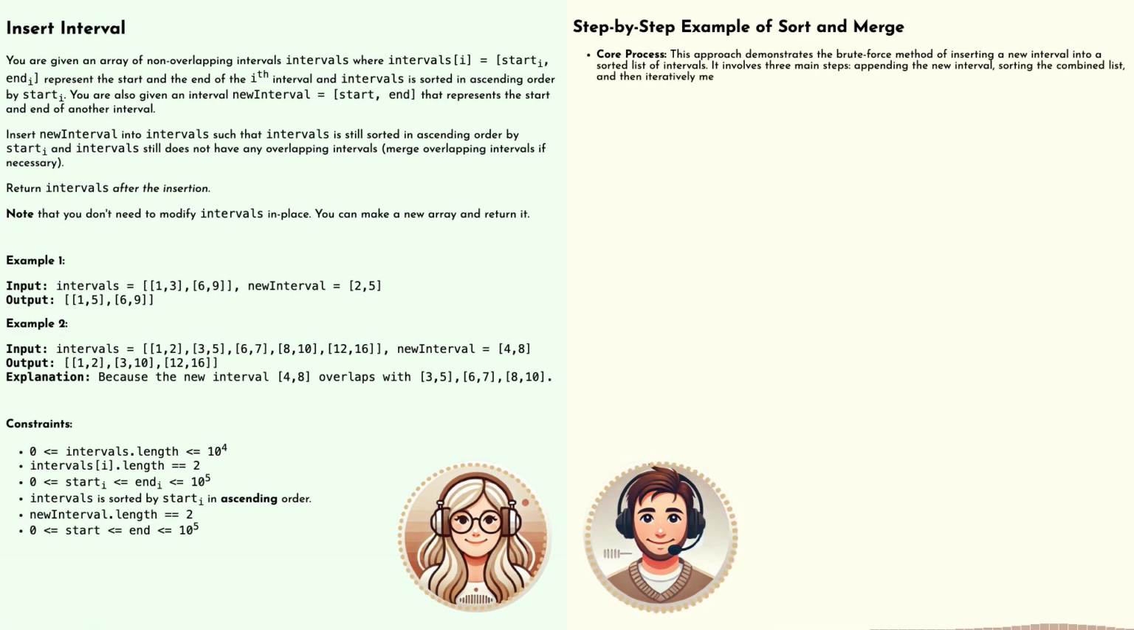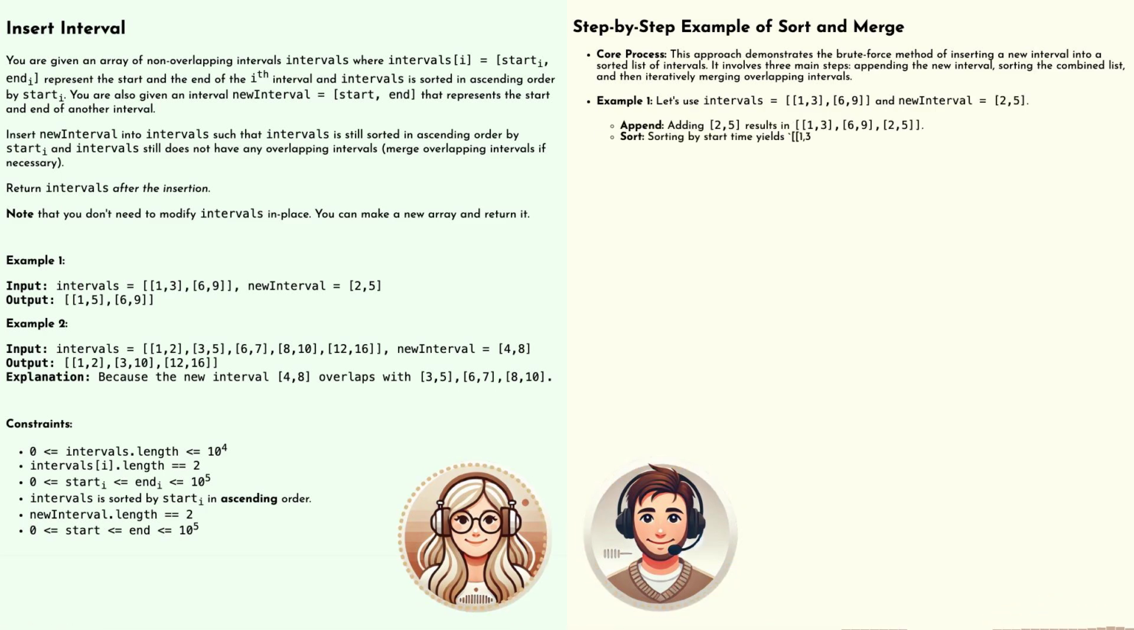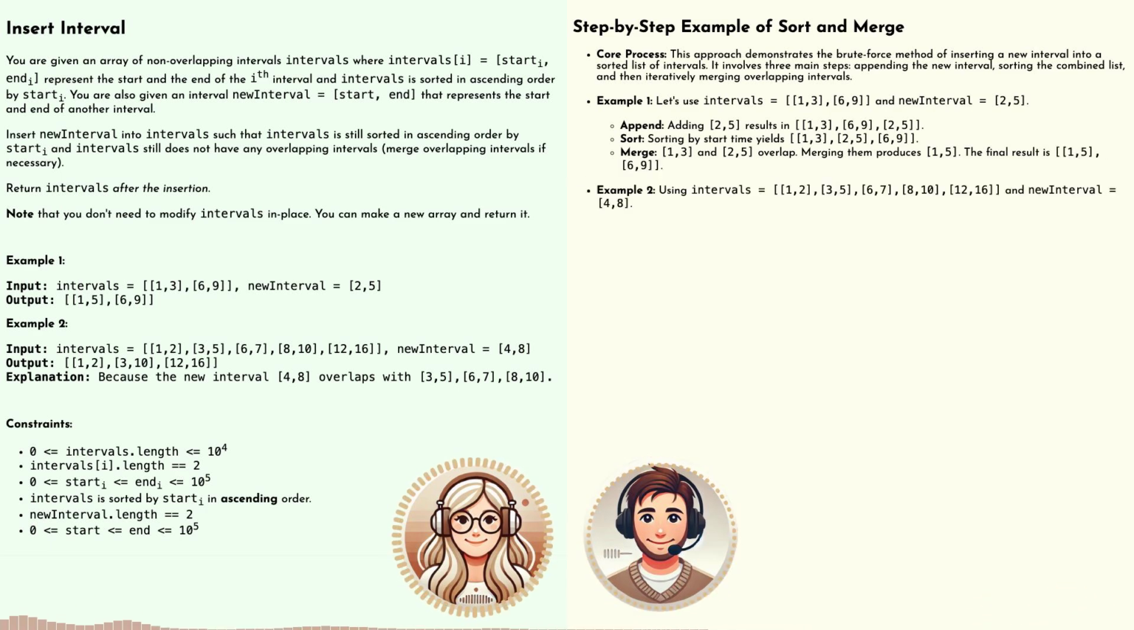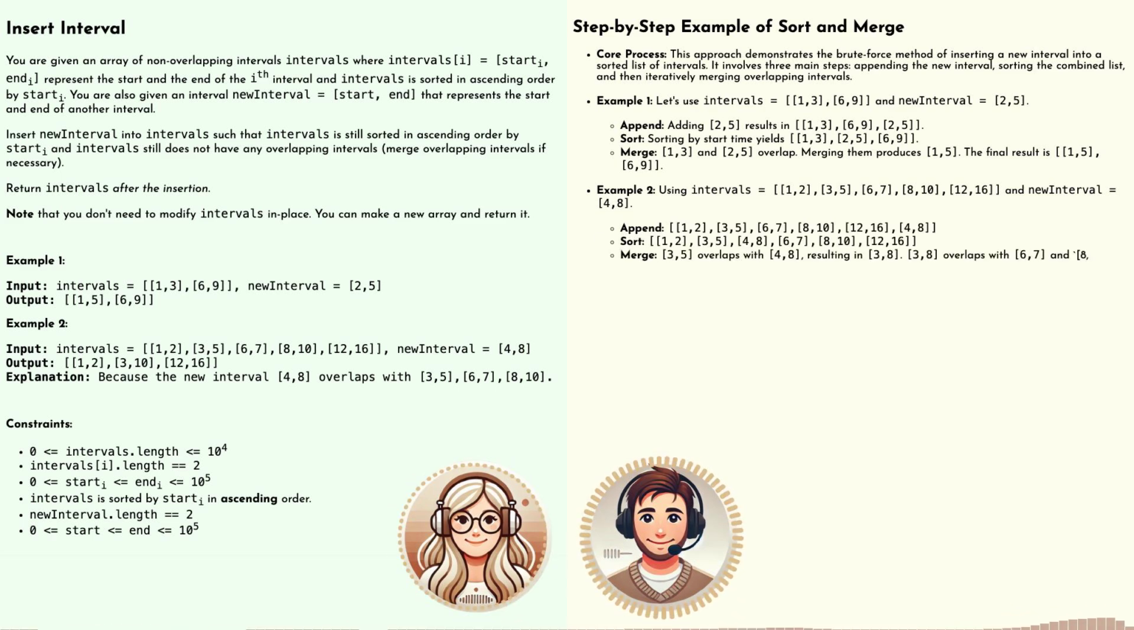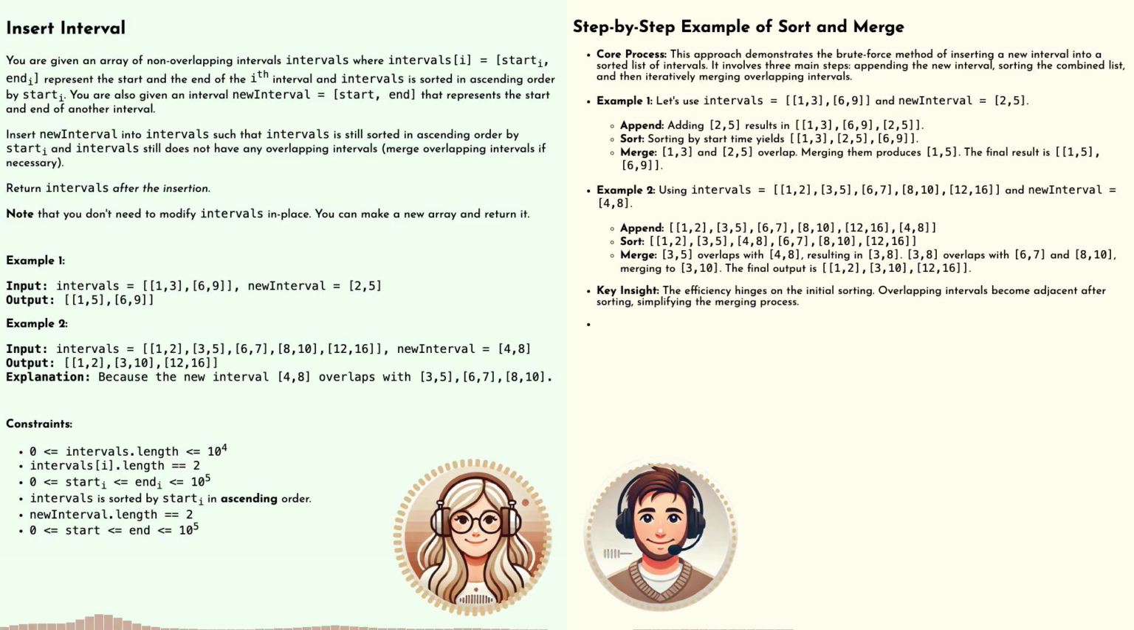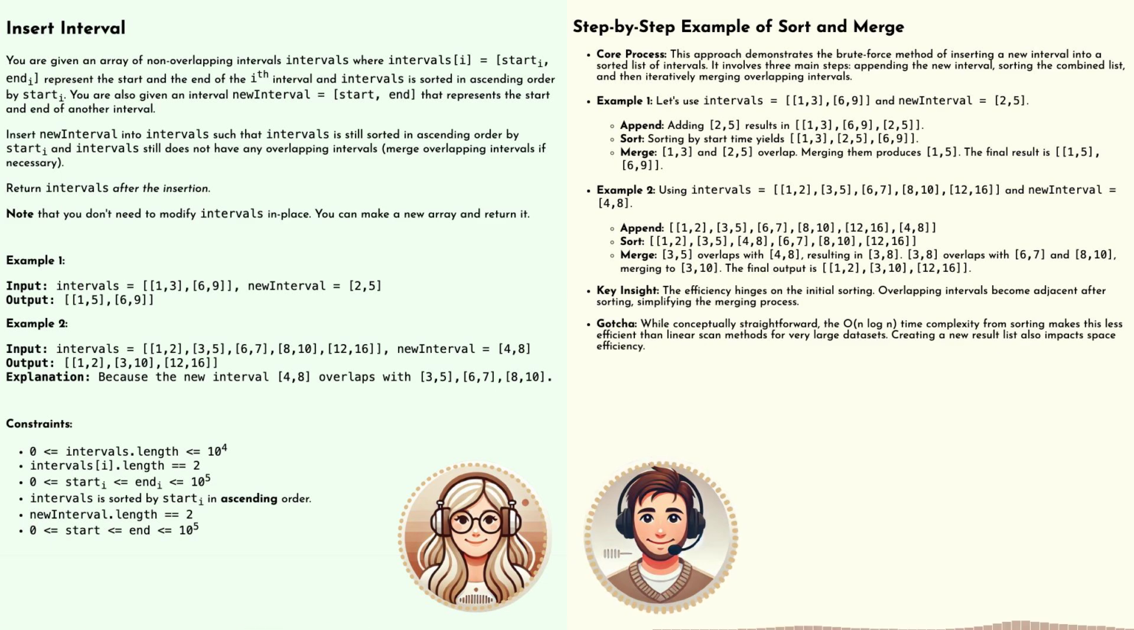You can just iterate through the list, combining any overlapping intervals into one. So let's say we have a list of appointments: 1 to 2 p.m., 3 to 5 p.m., 6 to 7 p.m., 8 to 10 p.m., and 12 to 16 p.m. And we need to insert a new appointment from 4 to 8 p.m. How would the merging work step by step? First we'd append the new interval, then sort the entire list by start times, which results in [1,2], [3,5], [4,8], [6,7], [8,10], [12,16].